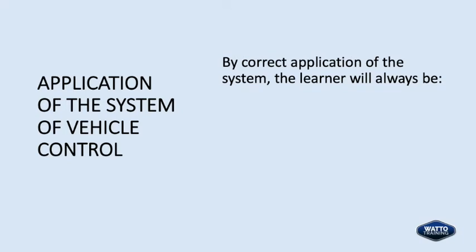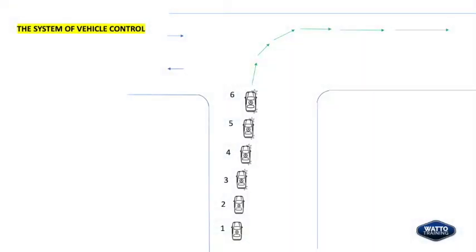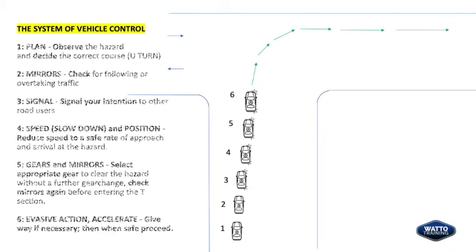Application of the system of vehicle control. By correct application of the system, the learner will always be in the correct place on the road, traveling at the correct speed and with the correct gear engaged. Let's take a look at the system of vehicle control in the diagram.